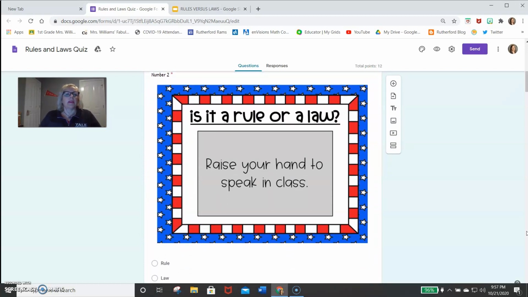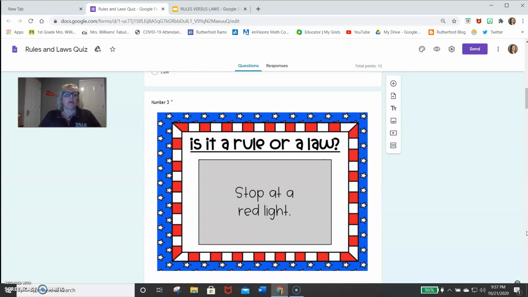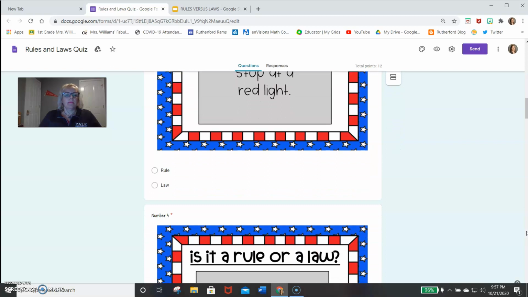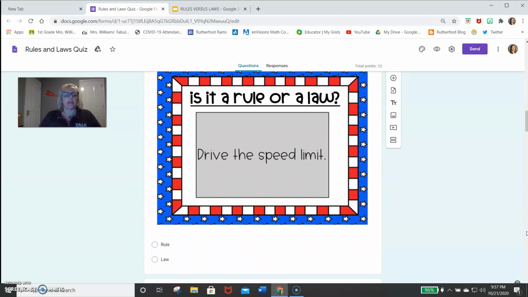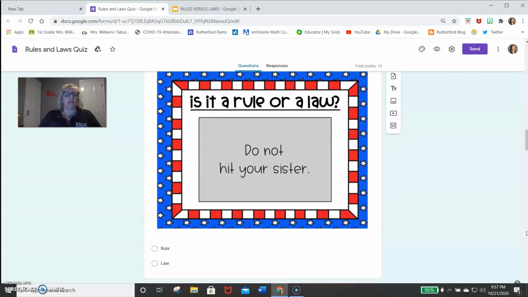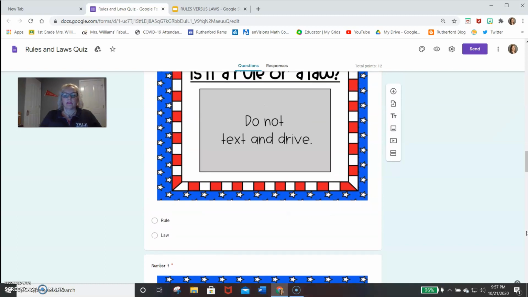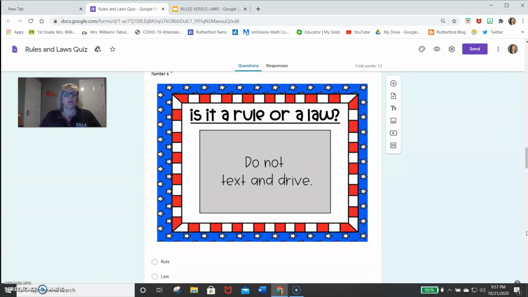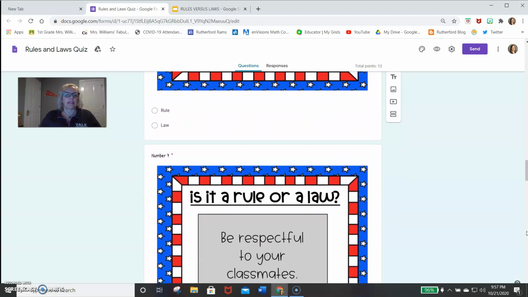Raise your hand to speak in class. Is it a rule or law to stop at a red light? And this question says, is it a rule or a law to drive the speed limit? Is it a rule or law, do not hit your sister? And this one here, do not text and drive. Is it a rule or a law? So these are the ones you're going to be asked to answer on the Google form next.